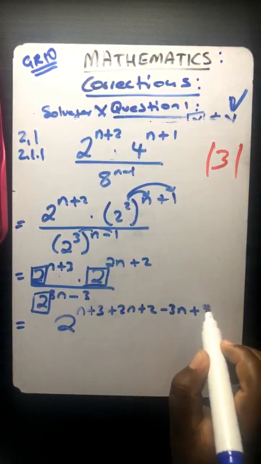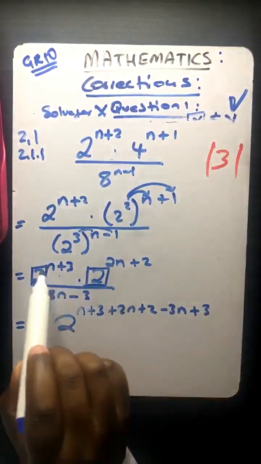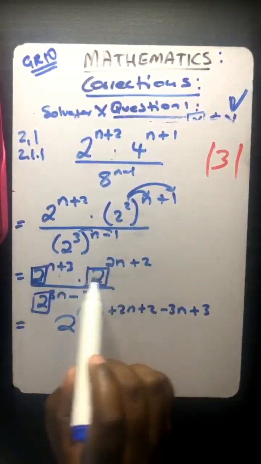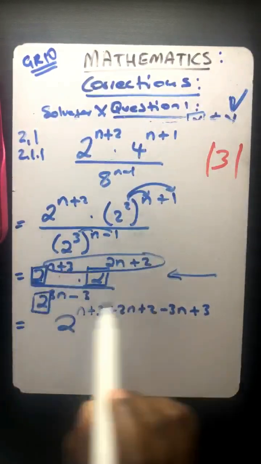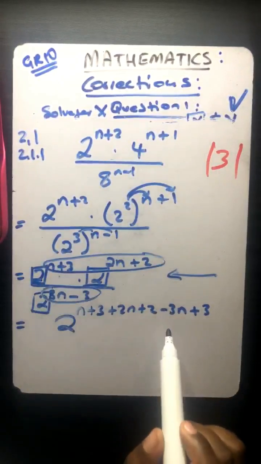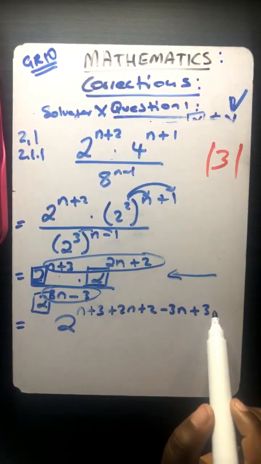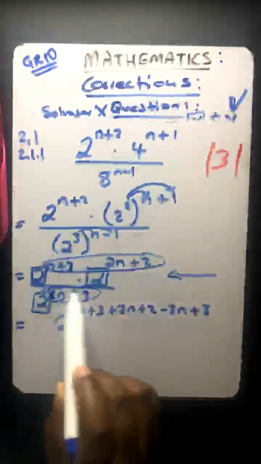You write it as positive 3. So in short, when you have these values all as numerators, you just add the exponents. But if you still have the same power at the bottom, you include them there, but you don't write them with their original signs. You change their original sign. If it's positive, you write it as negative. If it's negative, you write it as positive.